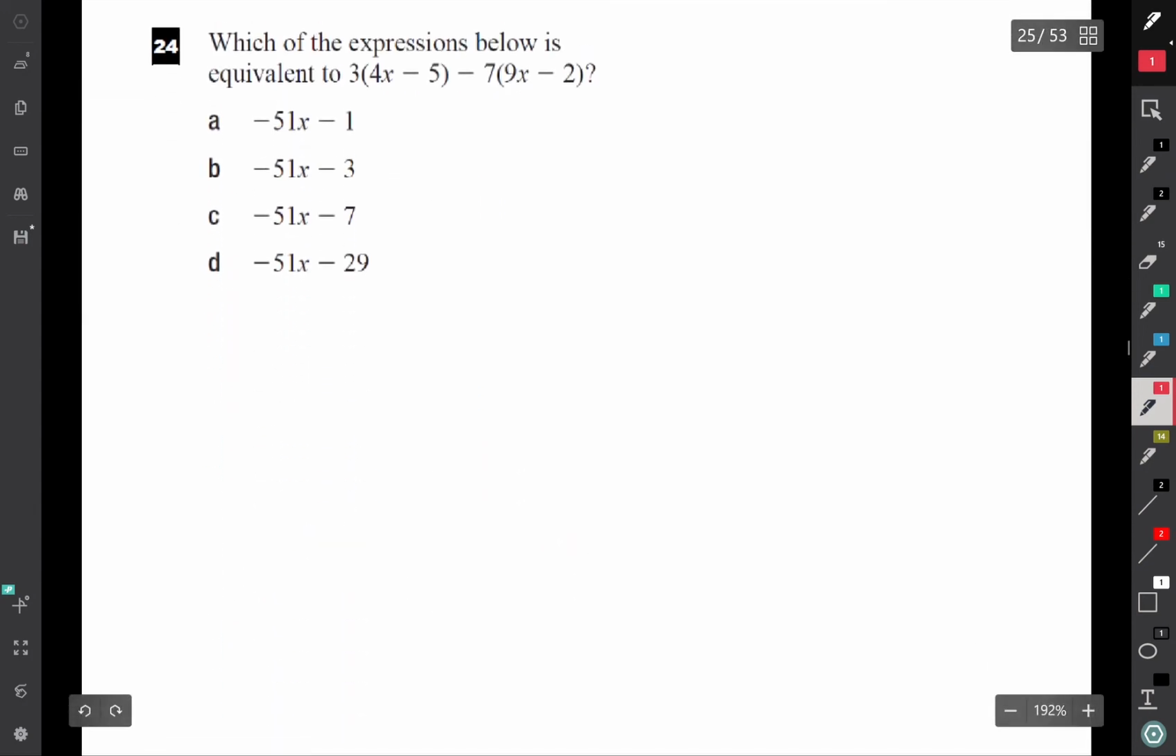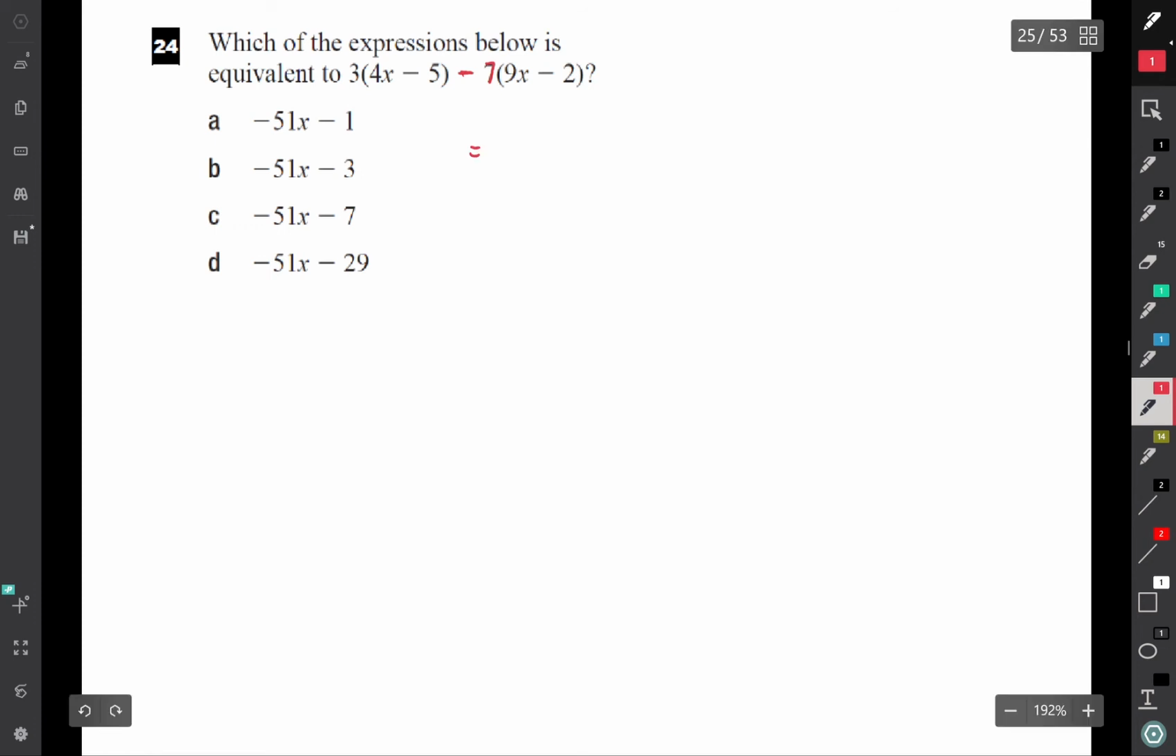All right, which of the expressions below is equivalent to 3 times 4x minus 5 minus 7 times 9x minus 2? Okay, the only difference to questions we've previously been doing is that we actually have a minus 7 in front of a bracket, whereas before we've always had positive numbers in front of the bracket. Okay, so let's see how that affects how we do our math.